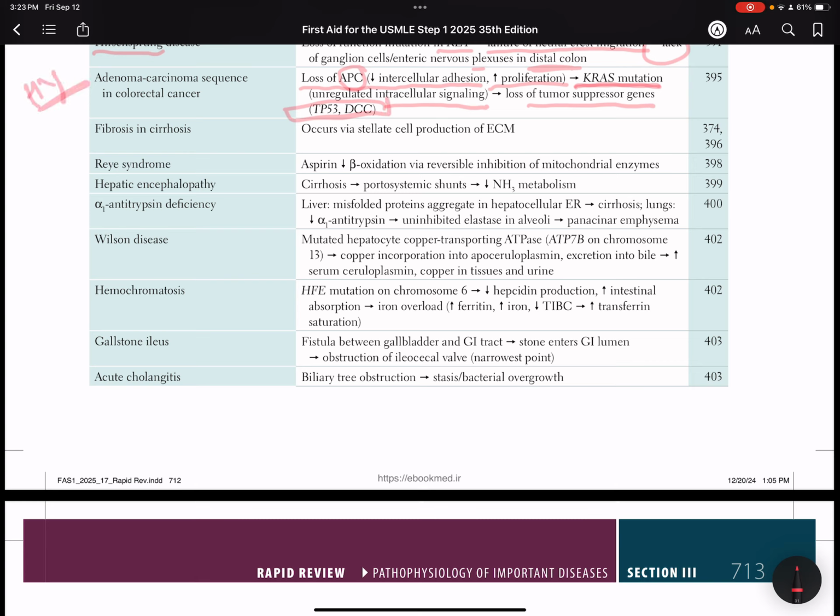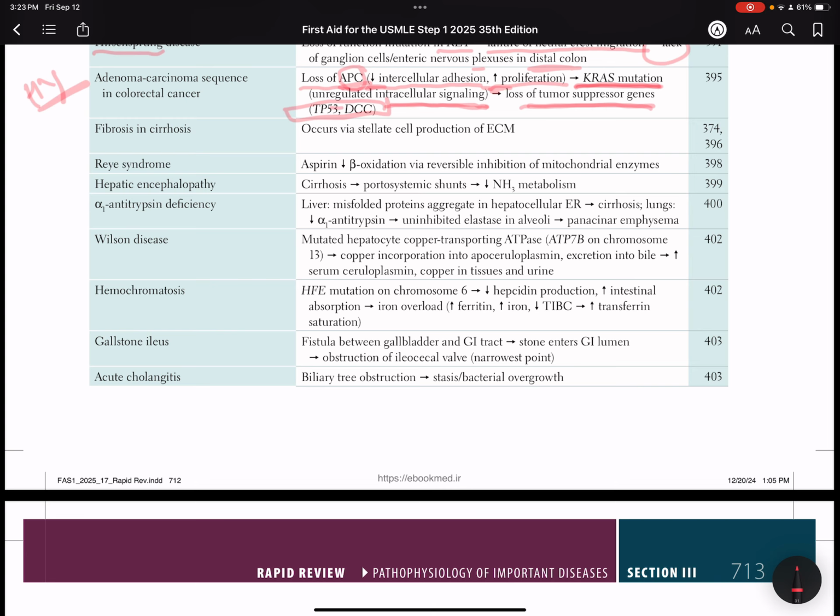Important. High yield. Adenoma carcinoma sequence in colorectal cancer caused by loss of APC, causing decreased intracellular adhesion, increased proliferation, causing KRAS mutation, unregulated intracellular signaling, leading to loss of tumor suppressor gene TP53 and DCC.